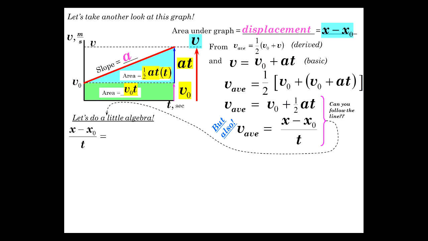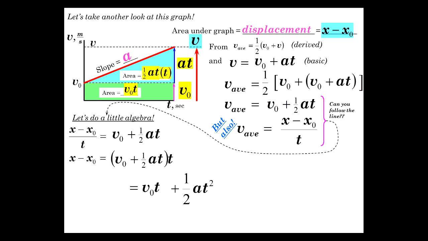Let's do a little algebra. X minus x0 over t, which is the average velocity, is also going to be this, because that's also average velocity. So there it is. Now let's multiply both sides by t, and we get this. And now let's expand that. v0t plus 1/2 at squared. So that is delta x.